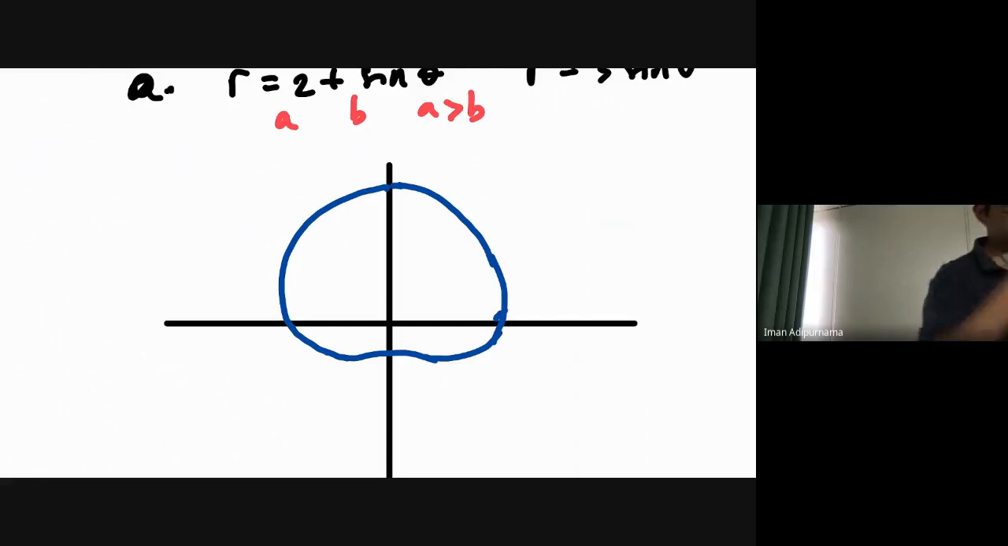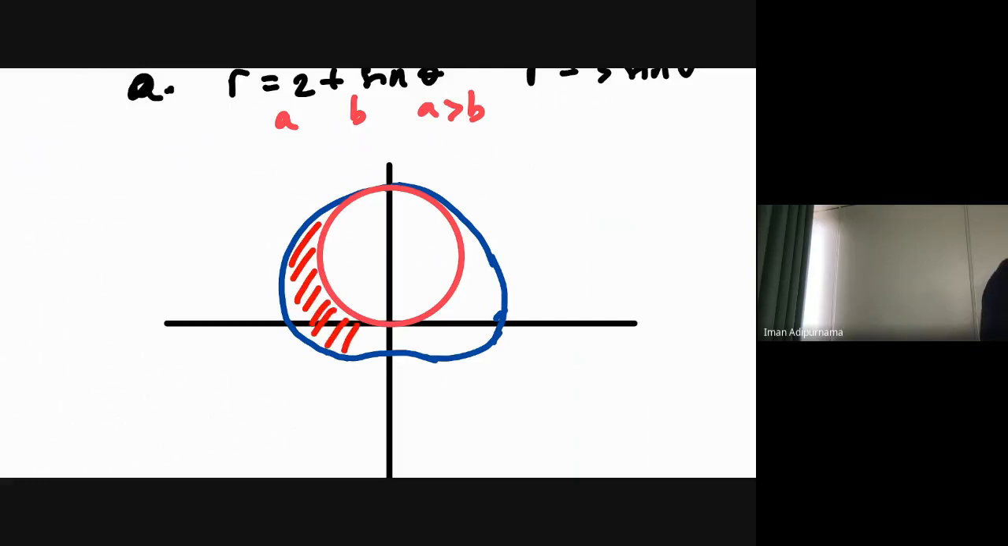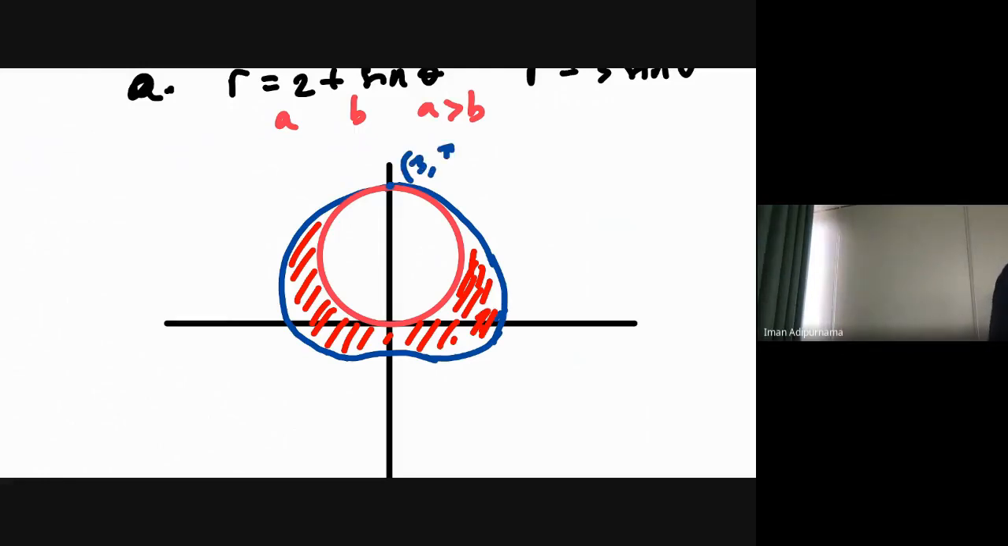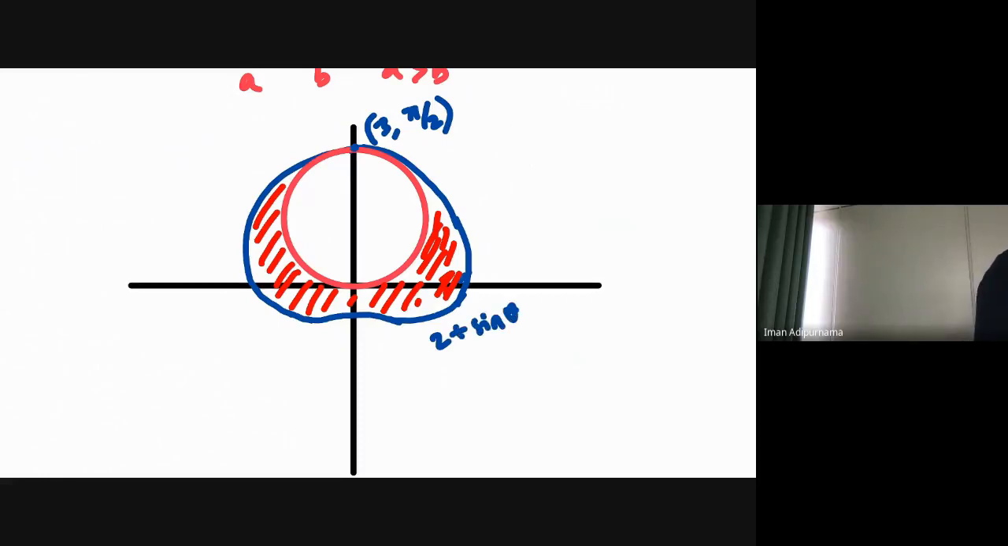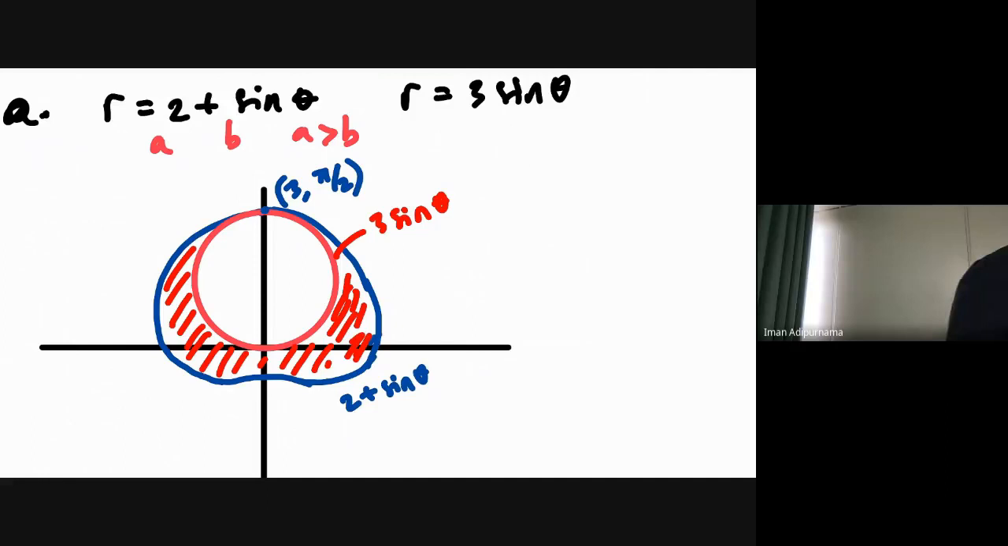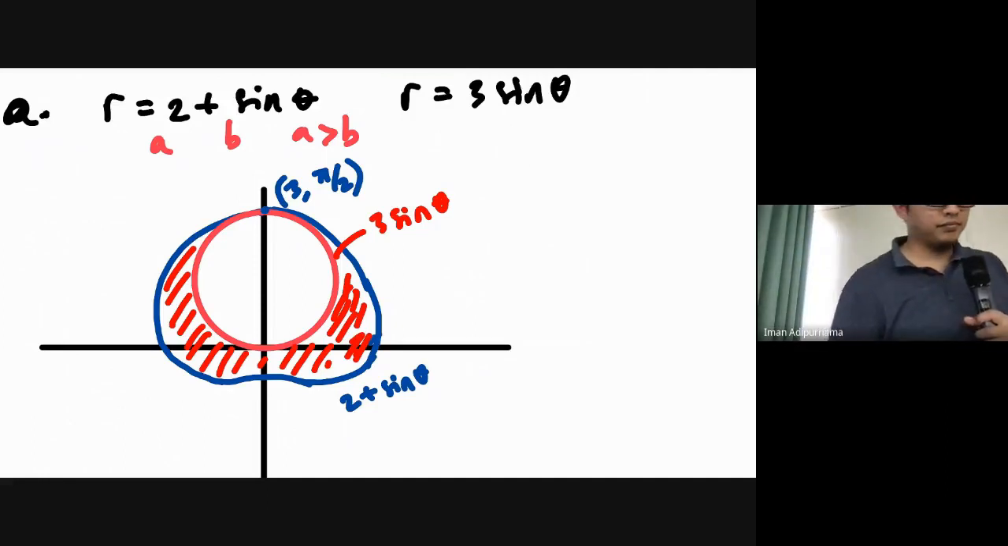Yeah, it should be symmetrical, but okay. And the circle will be here. So inside the first curve and outside the second curve. Now from the picture itself, we can see that the point is (3, pi/2) in polar coordinates. This is 2 plus sine, and inside is 3 sine.